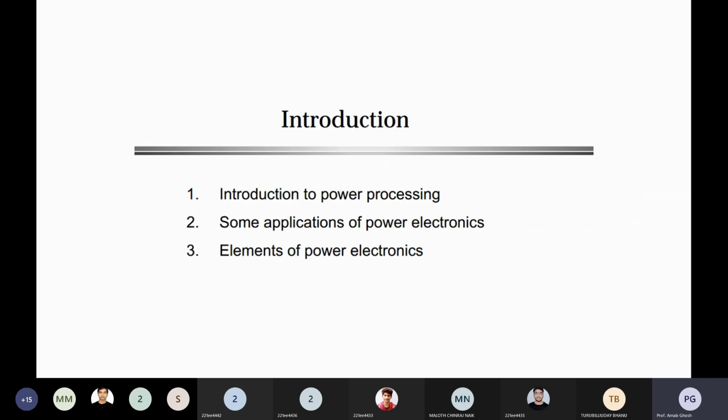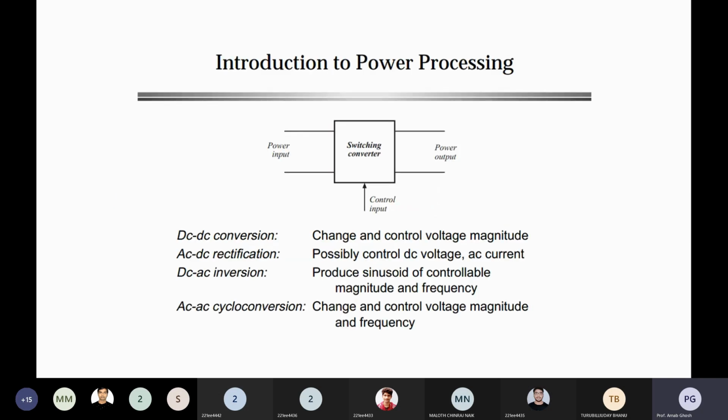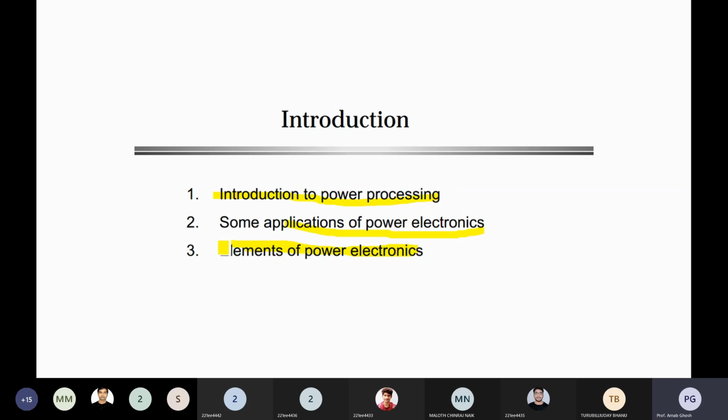In the introduction, I am talking about the introduction of power processing, some applications of power electronics, and elements of power electronics; those portions were covered. So what is the importance of power processing? What are the tentative topologies for power processing? What switches are there for power processing? That will be discussed. Some applications means what we are doing for this study.